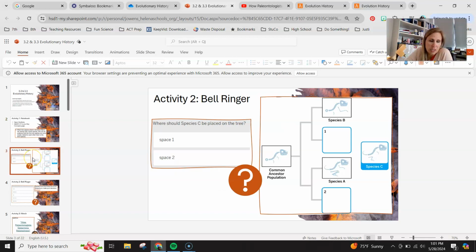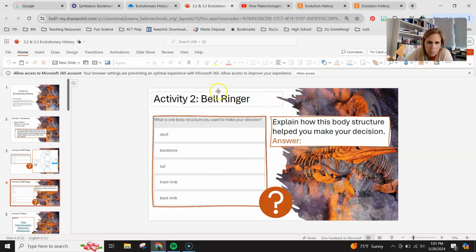Okay, and then your bell ringer for today. You have species C right here, and you have two openings where you could place species C, either space 1 or space 2. So where should species C be placed on the tree? You are going to circle either space 1 or space 2. And then, what is one body structure you used to make your decision?